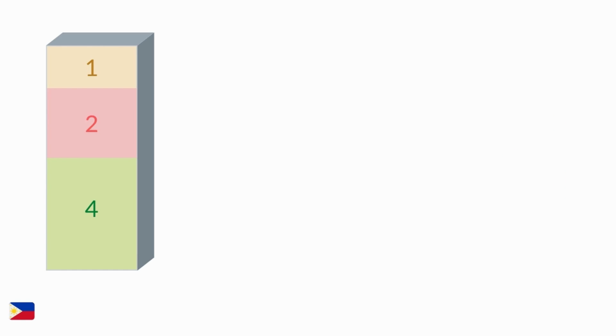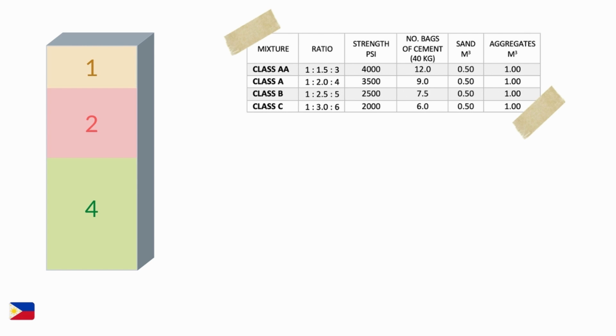In the Philippines, the way we calculate the class mixture is that we have a table that we follow. In the said table, for every 1 cubic meter of concrete, there should be a specific value of cement, sand, and aggregates or gravel. To understand this further, I will use Class A as an example. It says for every 1 cubic meter of concrete, there should be 9 bags of cement, 0.50 cubic meters of sand, and 1 cubic meter of aggregates or gravel.